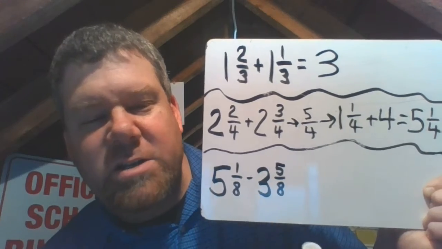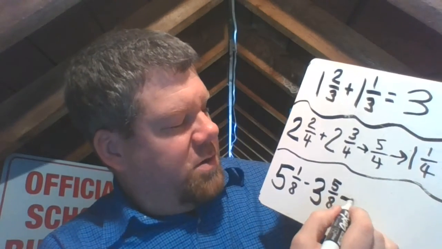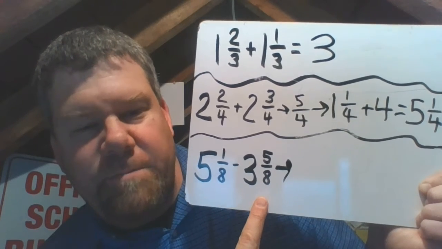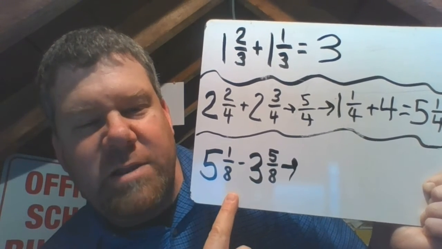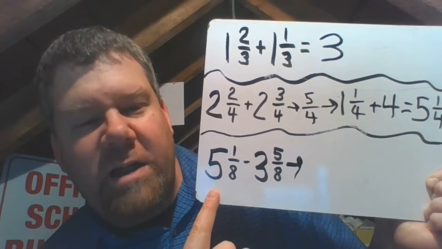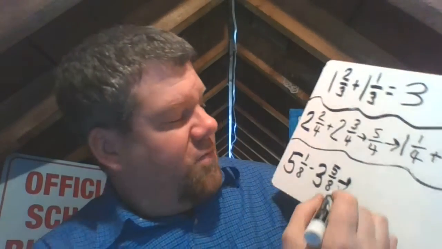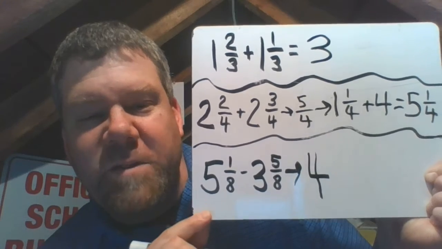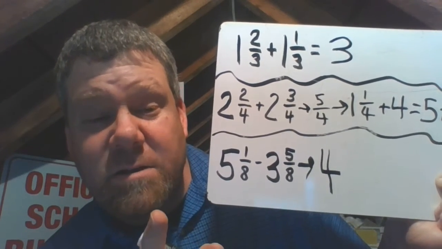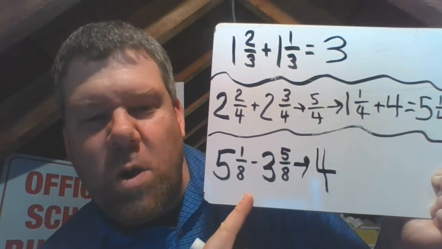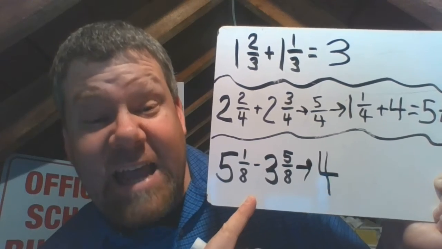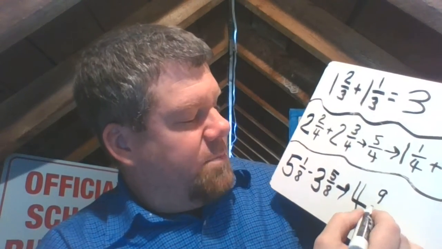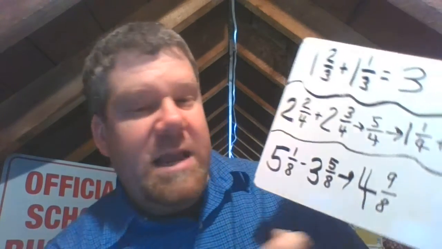So if I change, and I'm just going to draw a little arrow here for a second, we're ignoring the 3 and 5/8 for a second, okay? I'm going to take this 5 1/8. I'm going to borrow from the 5, turn the 5 into a 4. But when I borrowed from the 5, I took 8/8. What's 8/8 plus 1/8? 9/8, right? So now I have the mixed number of 4 and 9/8.